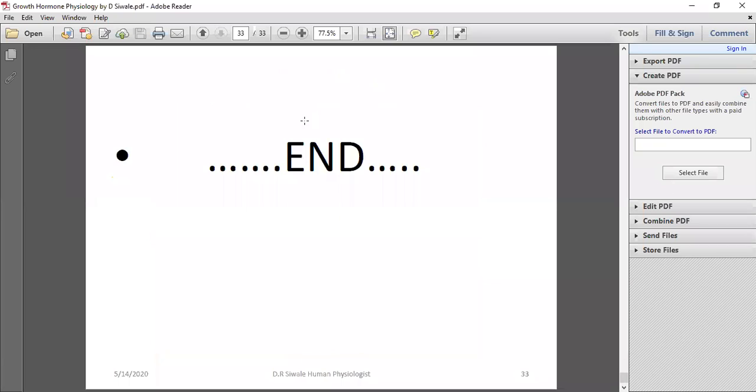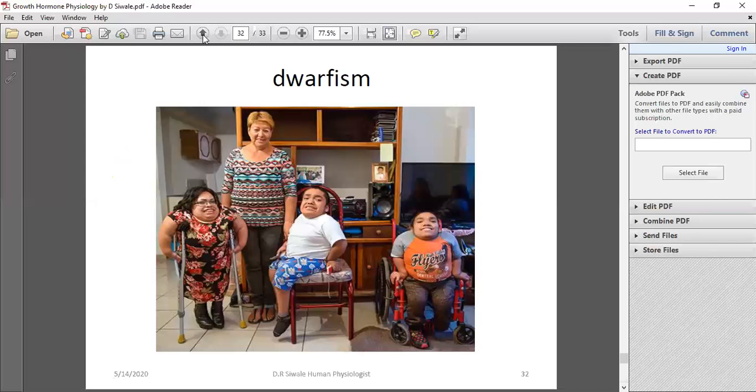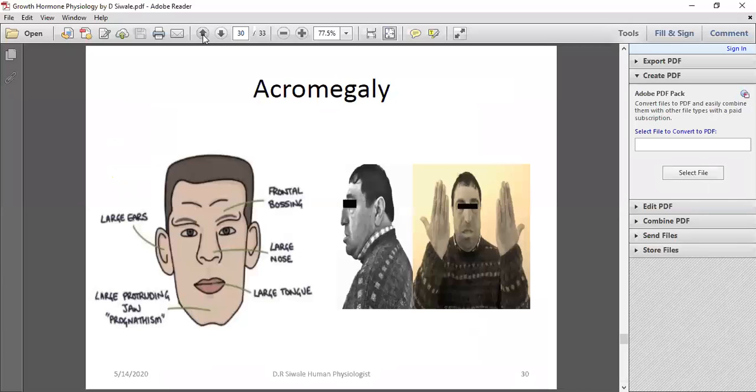So this is where we end. That was just about growth hormone. The most important thing is to know the normal function of this hormone, what factors stimulate its secretion, and what factors inhibit its secretion. Okay, so this is where we end.